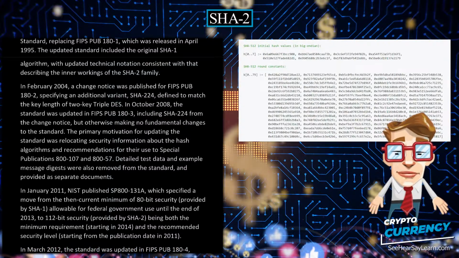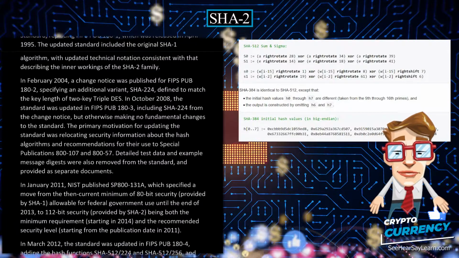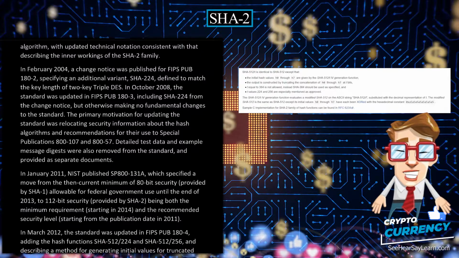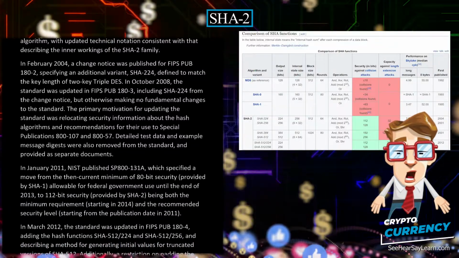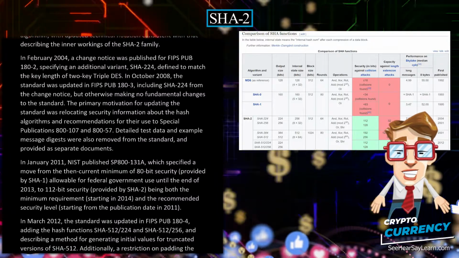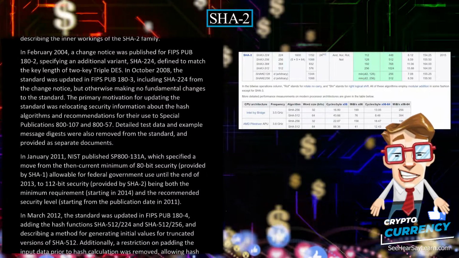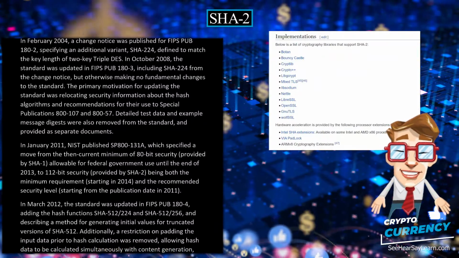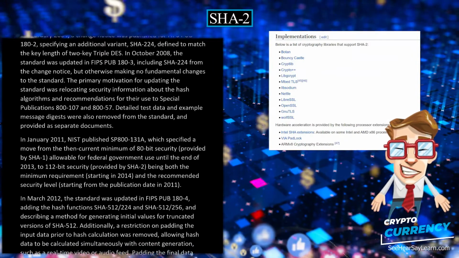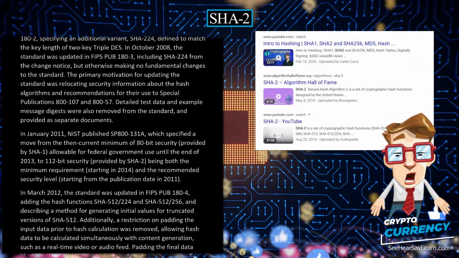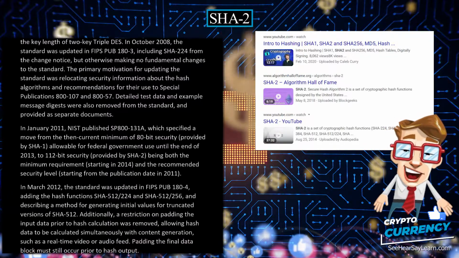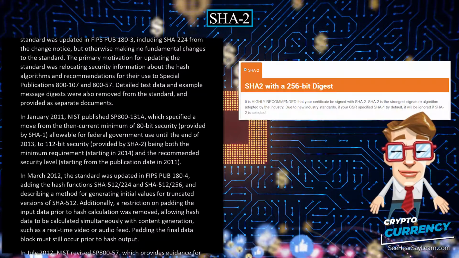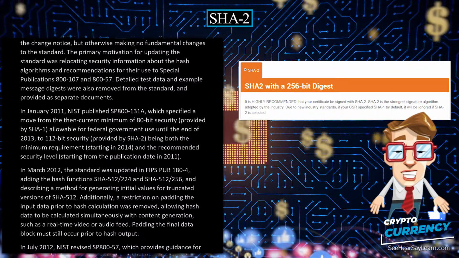The updated standard included the original SHA-1 algorithm, with updated technical notation consistent with that describing the inner workings of the SHA-2 family. In February 2004, a change notice was published for FIPS Pub 180-2, specifying an additional variant, SHA-224, defined to match the key length of two-key triple DES. In October 2008, the standard was updated in FIPS Pub 180-3, including SHA-224 from the change notice, but otherwise making no fundamental changes to the standard.